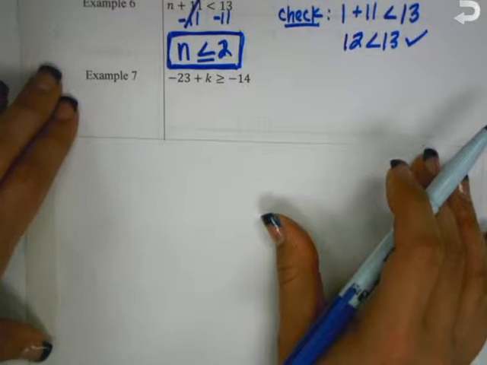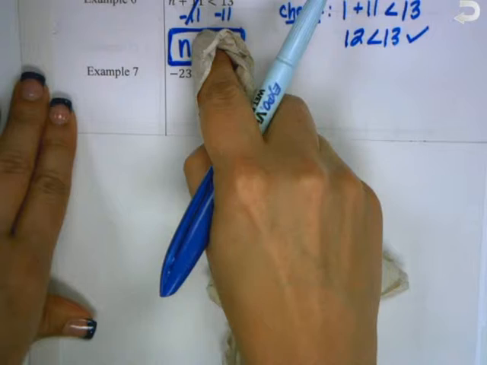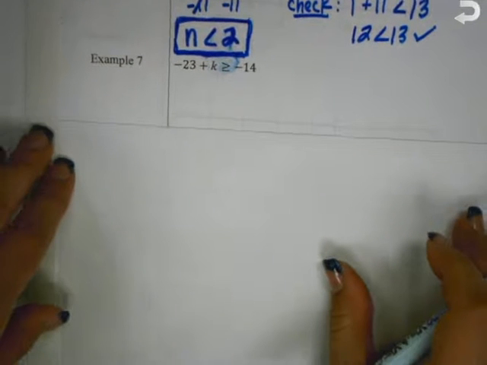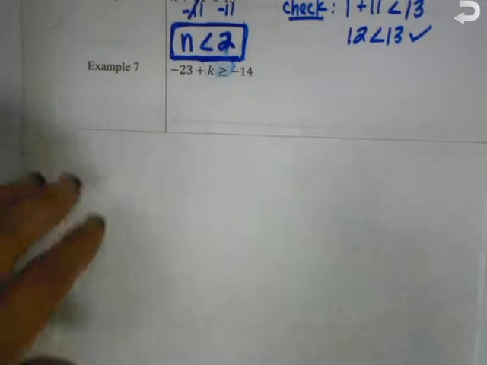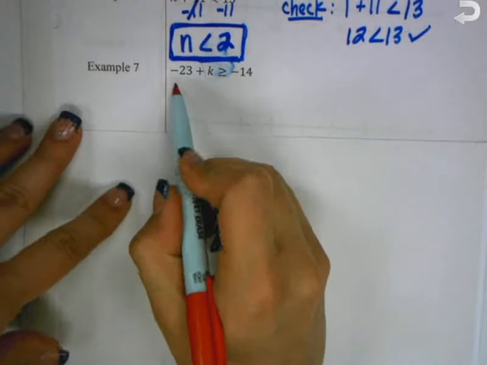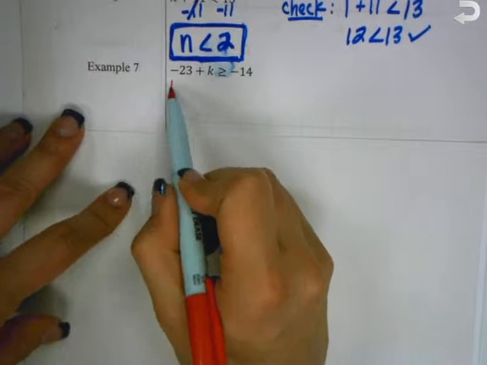Okay, so example number 7. Let me erase that less than just in case. Okay, negative 23 plus k greater than or equal to negative 14. So this is exactly what you were talking about. So my goal is still to get the variable by itself. So I need to get rid of that negative 23. How do I get rid of negative 23? Add 23 to both sides.